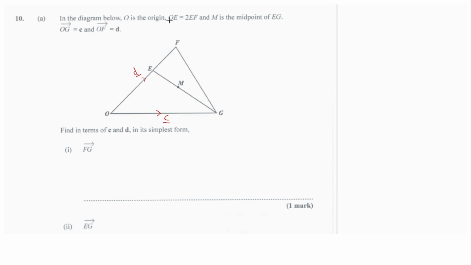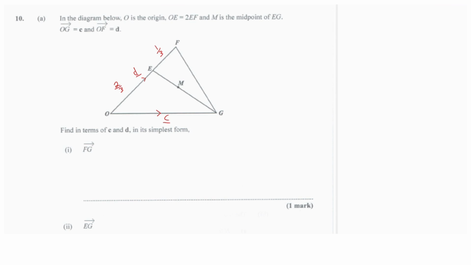But we were told that OE is twice EF. So we have OE here. If it's twice EF, it means that this would be 2 parts, and that would be 1 part. So the total parts would be 3. Therefore, this would be 2 out of 3 parts, and that would be 1 out of 3 part.